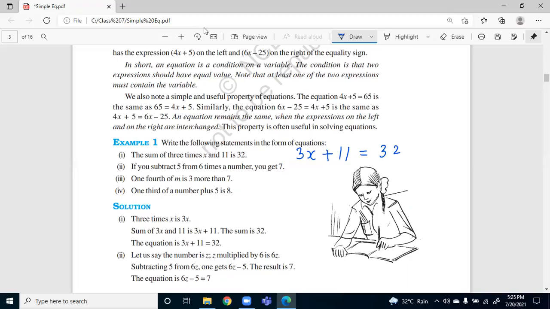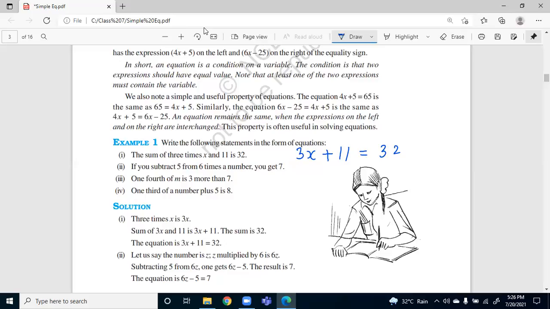So see, I have changed the first language into mathematical equation. The words are changed into mathematical equation. How have we changed it? Sum of 3 times x, so 3 into x. Sum means plus, and 11. So 3x plus 11 is equal to 32. Please complete it. Then we will do the second part.